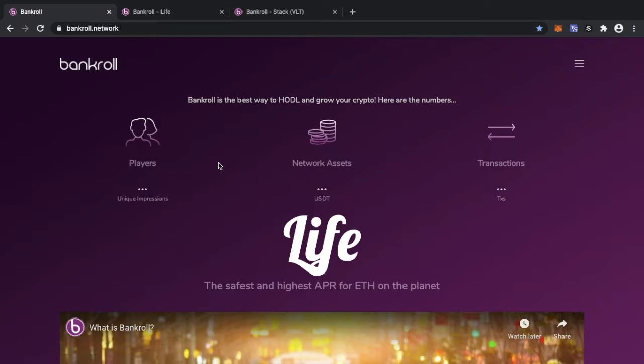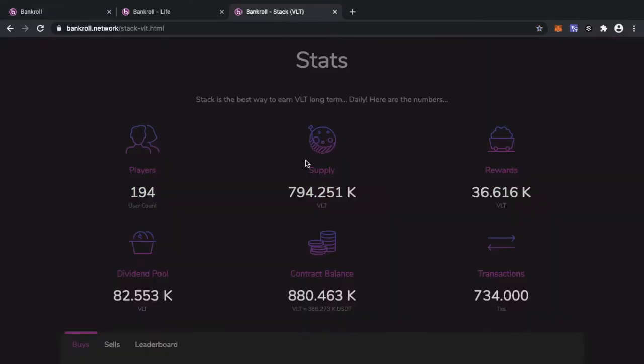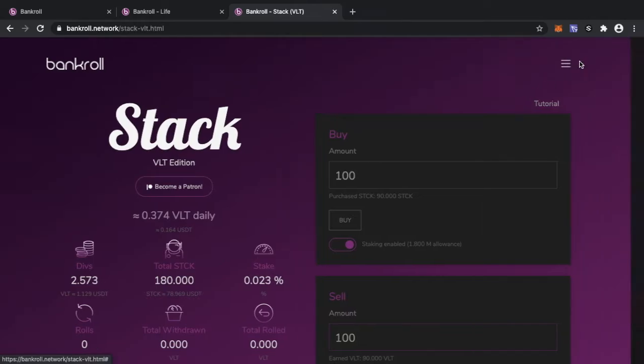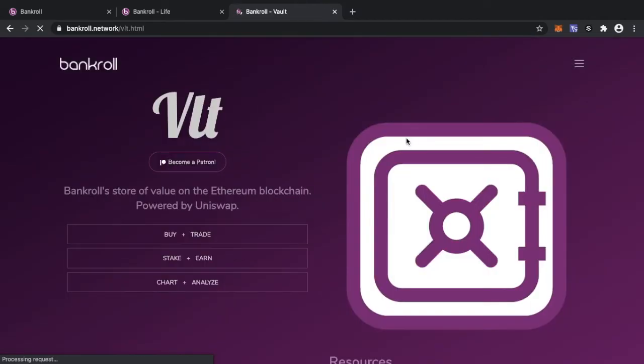And in general, if you look at Bankroll as an ecosystem, that's where it shines the most. You've got 18,500 unique players at the moment, network assets amassing just over $4.1 million, and close to 2 million transactions over the whole ecosystem. So brilliant numbers all around. But as I said in this video, we were focusing on Volt. So that basically explains how you can make use of your Volt in the second part, when you stake and earn.